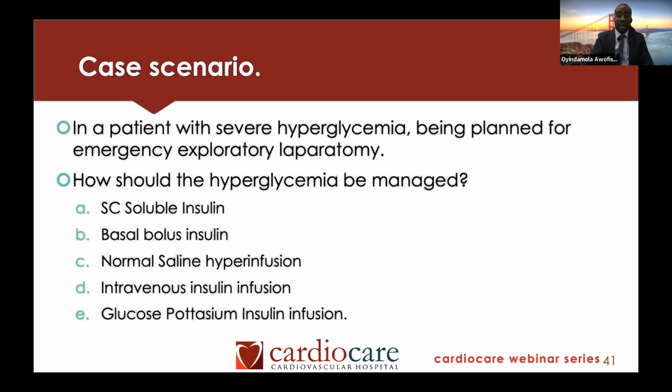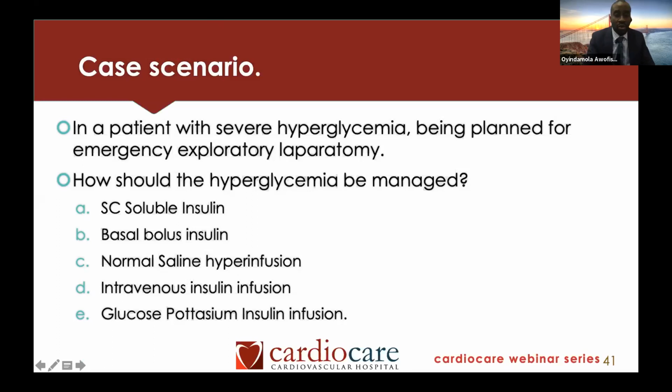So this case scenario I gave earlier, the patient with severe hyperglycemia being planned for emergency XLAP. How do we think the hyperglycemia should be managed? I would like people to comment in the chat box. Do you think the person should be given soluble insulin? I mentioned that the random blood glucose is 400. That's in excess of, how do we convert this again? So that's in excess of around 20 millimoles per liter if you're more used to that.